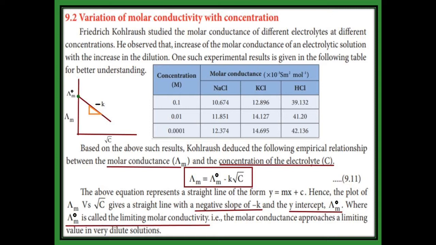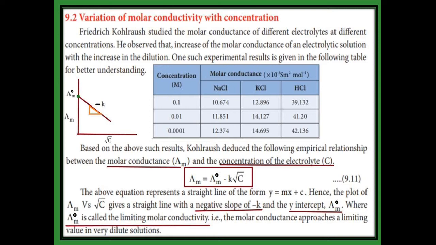He got one equation. See equation 9.11: uppercase lambda is equal to uppercase lambda degree, which is called the limiting molar conductivity, minus k square root of c. The limiting molar conductivity symbol is uppercase lambda with a degree sign above it. Here k is a constant value, and then square root of c. Now he got one graph. That graph has a negative slope. Negative slope means when the concentration increases, the molar conductance value decreases, or otherwise the molar conductance increases when the concentration decreases. So that is why we get the negative line.